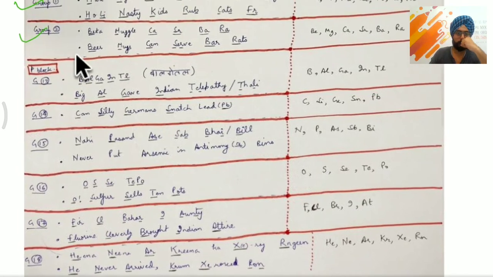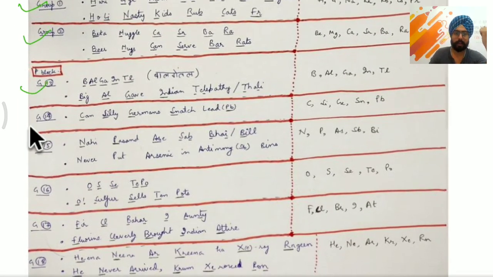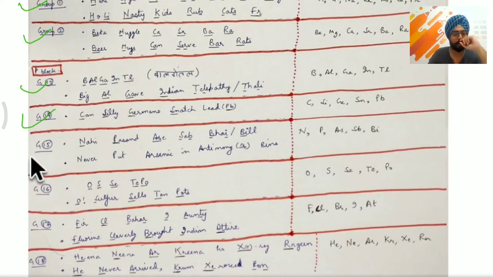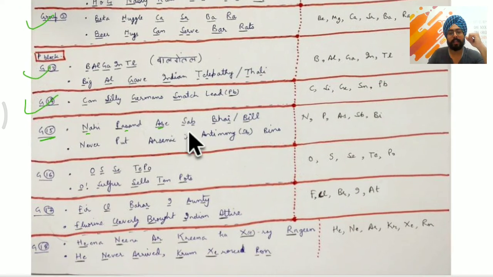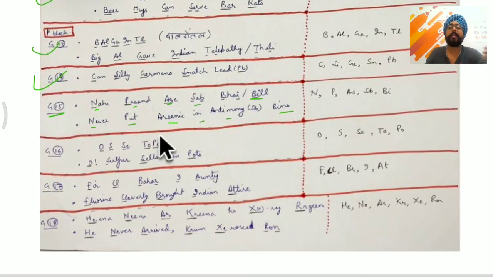We've done group 1, we've done group 2, we've done Balgental, we've done silly Germans who are snatching lead. For nitrogen, something like "nahi pasand aise sab bill works," or you can say never put arsenic in antimony bins. In this particular sentence, arsenic and antimony, the two elements are there in the sentence itself. Saves a little bit of time in remembering what the elements were, right?